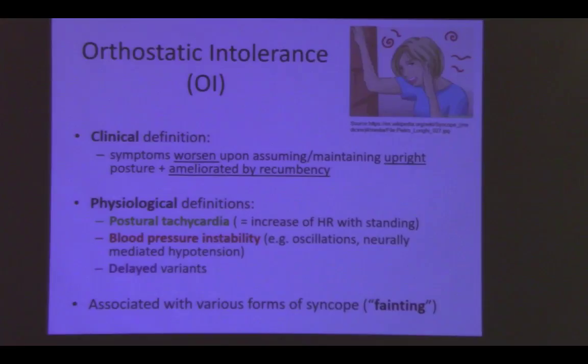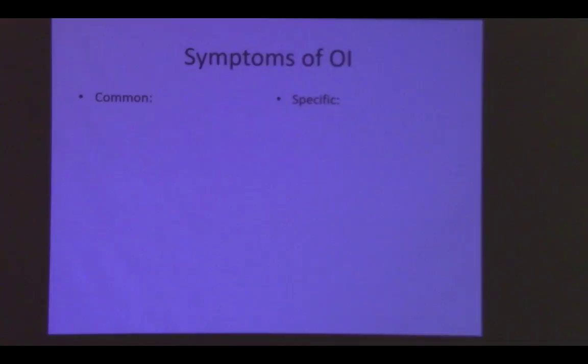And then there are variants where orthostatic intolerance develops after a period of time of being upright, and we call that a delayed variant, or something that happens after somebody has been up exercising or walking or standing for a period of time. Many of these types of problems with orthostatic intolerance can often end in fainting, or something we call syncope. Many individuals with orthostatic intolerance have also experienced syncope as a result of this link.